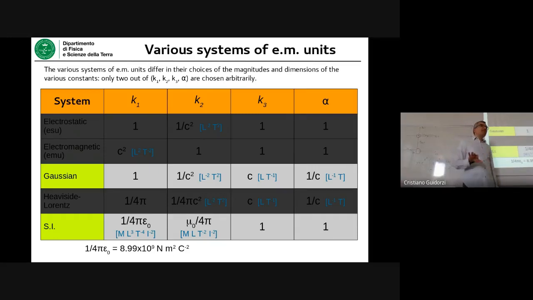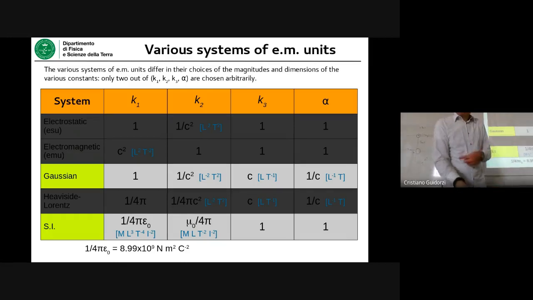So it's a completely different approach. While in the international system, it's something that you know very well. It's 1 over 4 pi epsilon 0, where epsilon 0 is the dielectric constant of the vacuum, having this value. That reflects the fact that, of course, the Coulomb, as you know, practically is a huge amount of charge.